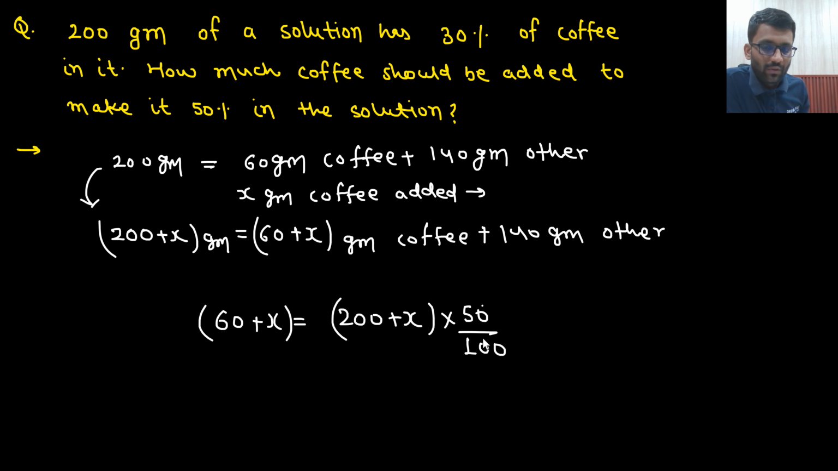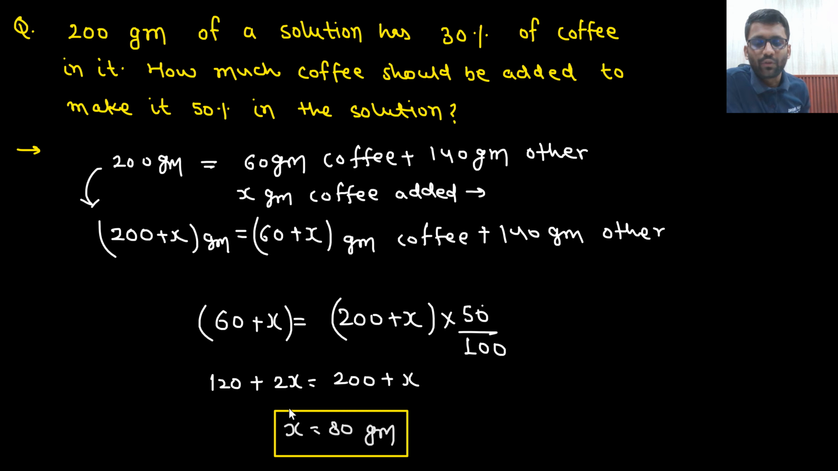Now if you cancel this, it will become 1 by 2 and 2 will come here. So 120 plus 2x is equals to 200 plus x. So x should be 80 gram. That's it. By options as well, you will be able to do it more quickly.